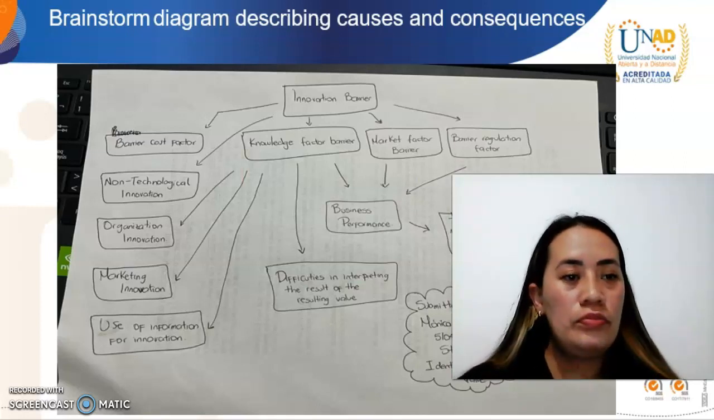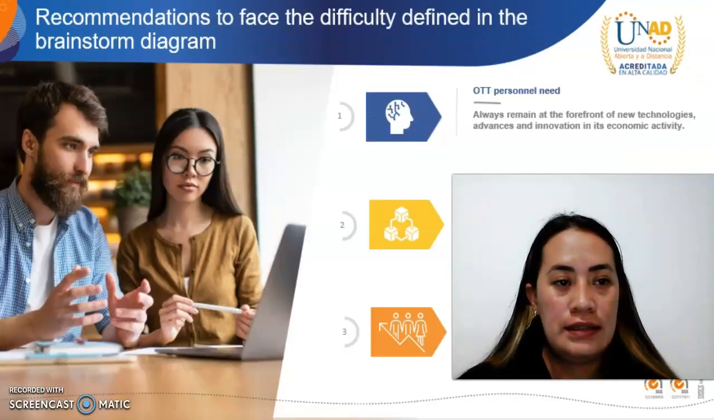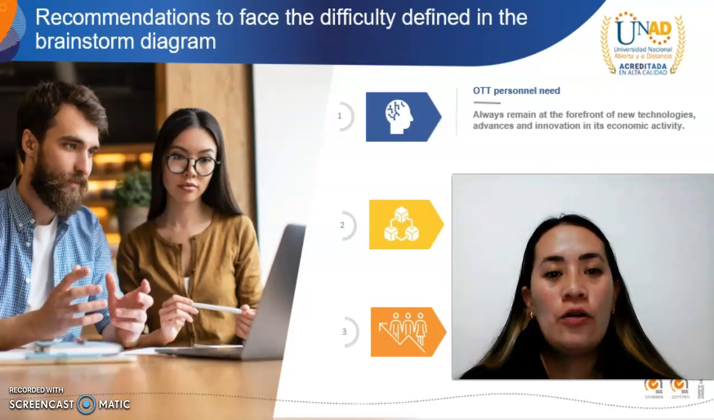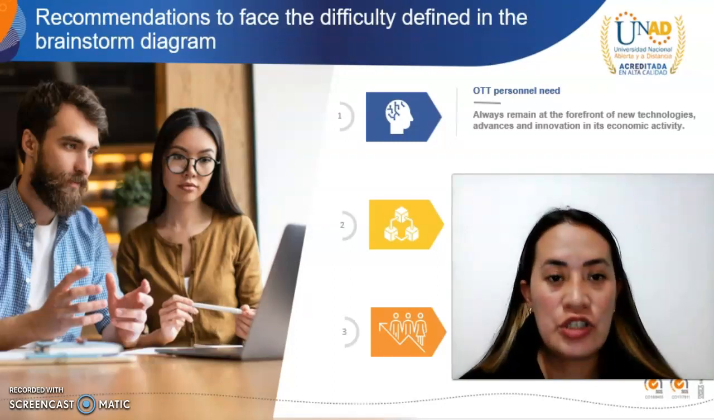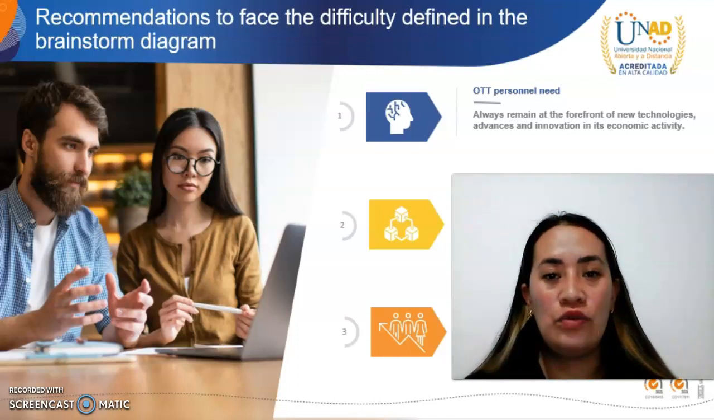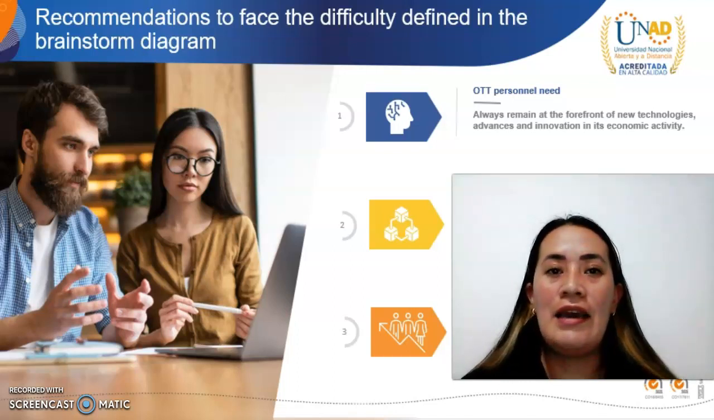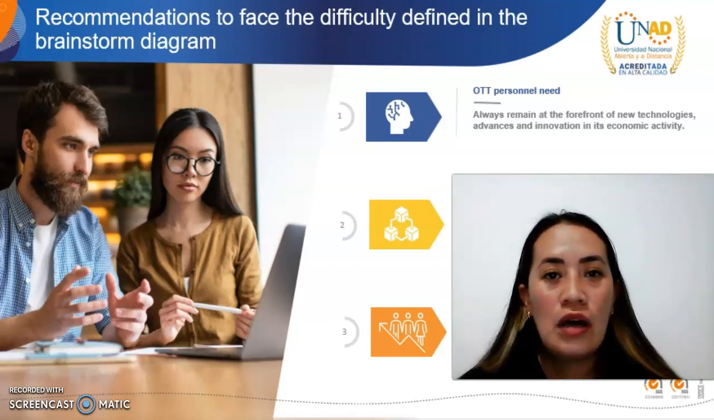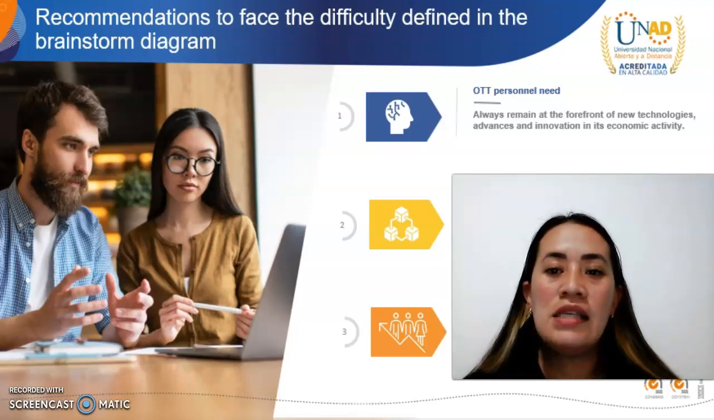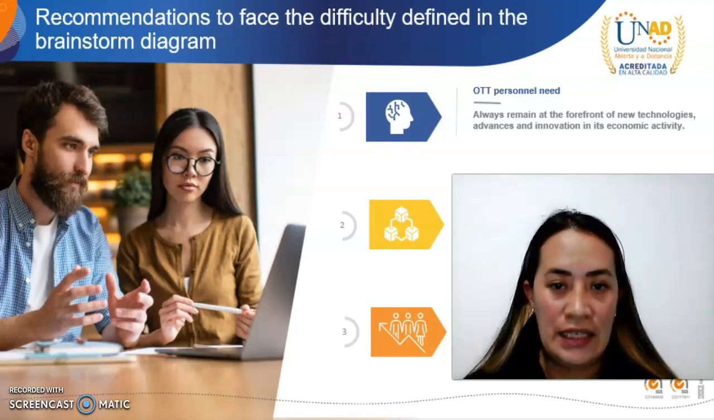The recommendation to face the difficulty defined in the Weisrum diagram. Number 1, always remain at the forefront of new technologies, advance and innovation in these economic activities.